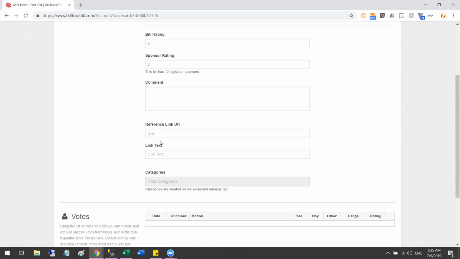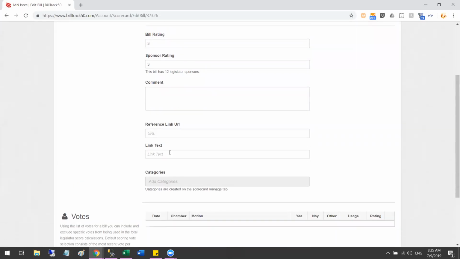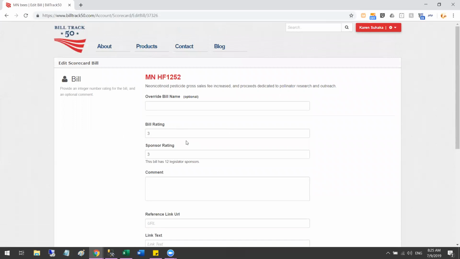You could link to an entire page or a PDF that you have put out about this bill if you want people to have even more information. And then, as you saw with our example, you can put the bills in categories, which is pretty easy. So those are some of the easy tweaks you can make.